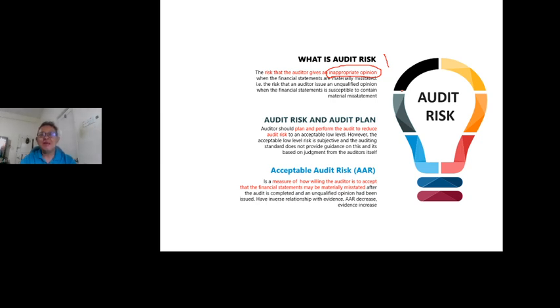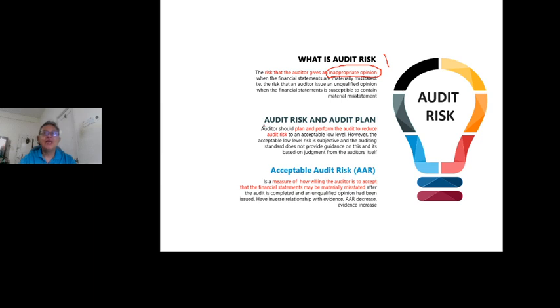For example, the financial statement has a lot of misstatements, but your auditor is not able to detect them. So there is a risk that the auditor makes a wrong opinion. Why does this happen? It could be that the auditor failed to identify the risks and audited the wrong area, so the plan was not able to detect the potential material misstatements.